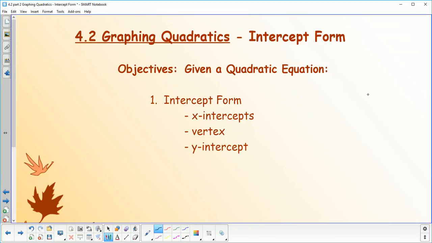Okay, and that is it for your last lesson on graphing quadratics. We found our x-intercepts. Remember, they're p and q. We found our vertex by doing p plus q divided by 2 and then plugging that value back in to get the y. And your y-intercept, as always, is just 0 in for x and simplify for y.